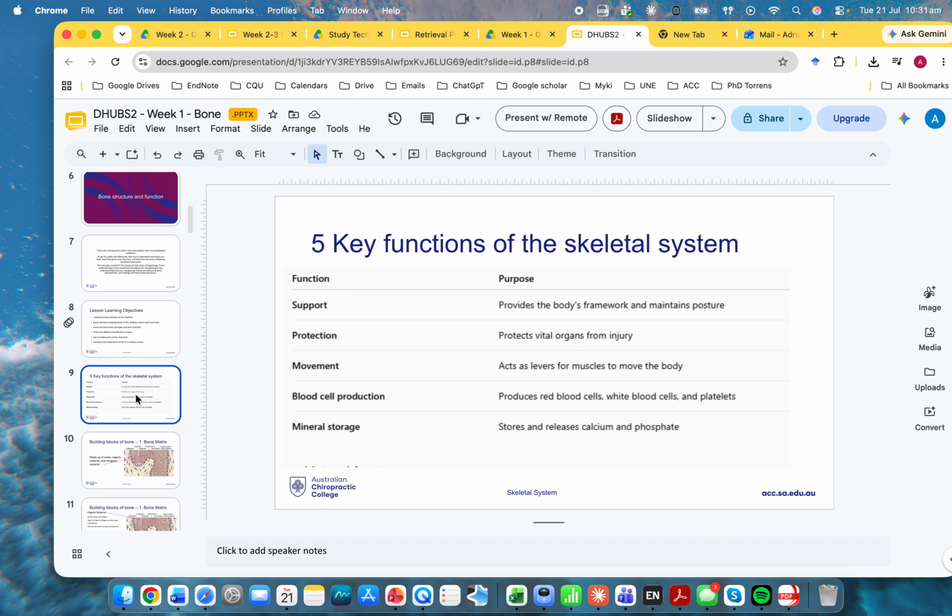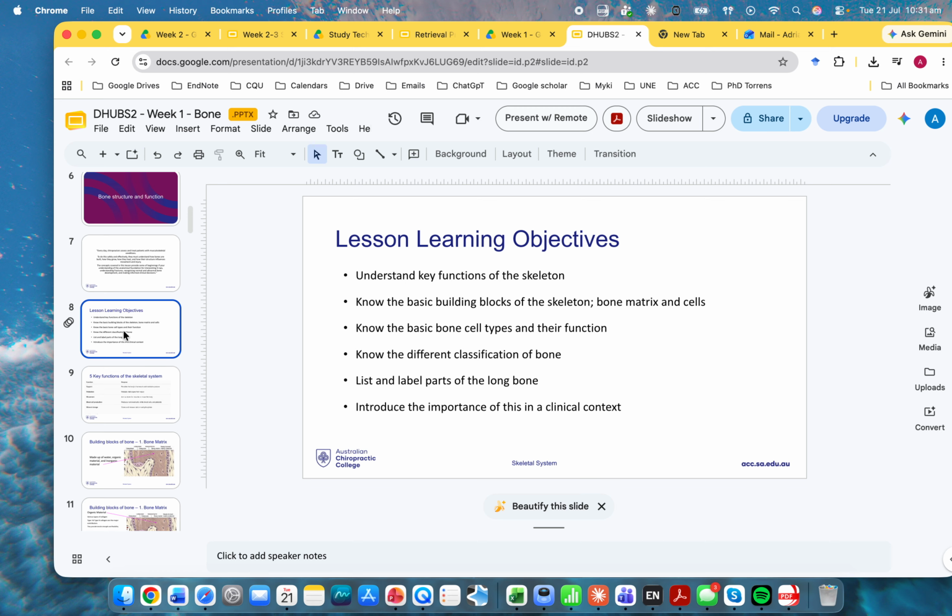All right, so what we're doing here, the aim always is to translate your specific learning objectives for that lesson into retrievable practice questions like the Anki system provides you with. And so then we move on to the second one, don't we? We've ticked the first one off right away. The second one, know the basic building blocks of the skeleton, bone matrix, and cells. So it tells me here, what are the basic building blocks of the skeleton, specifically in regards to bone matrix and the cells that are involved in it.